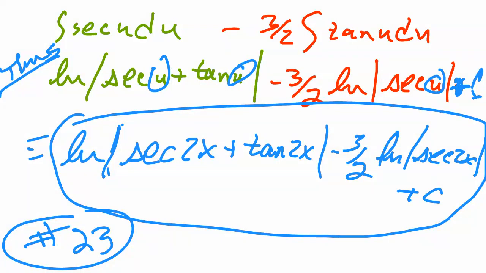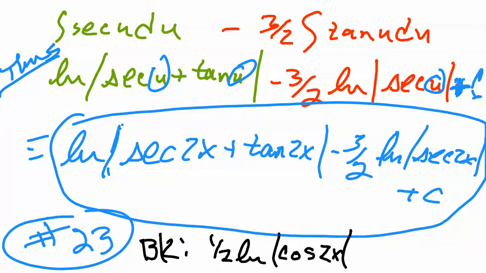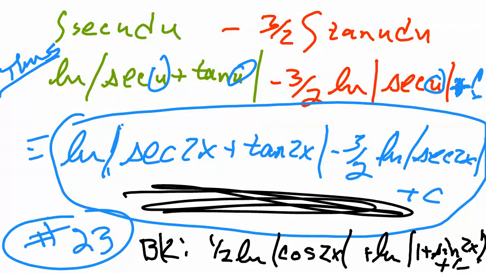Because the book answer, which I'm going to put in black, is in the back of the book. The book actually has an answer that says 1/2 natural log of the absolute value of cosine 2x plus natural log of 1 plus sine 2x, and then plus c. And you're saying, whoa, this is nowhere near the book answer. So should I just give up, go home?